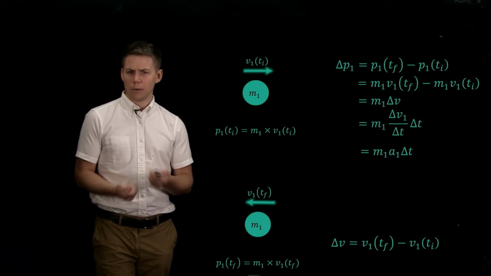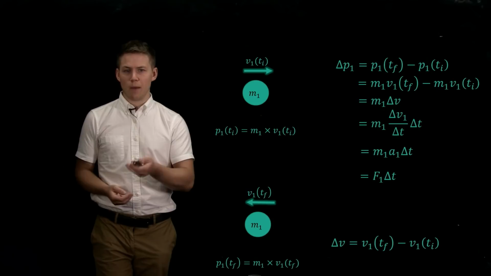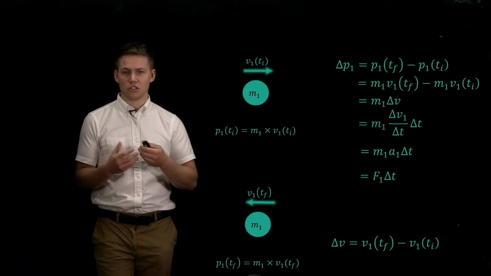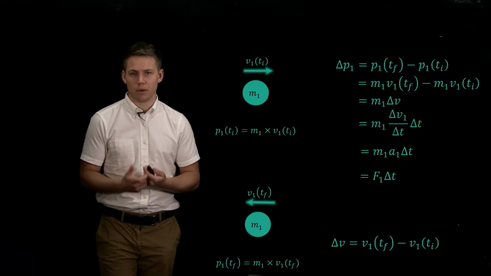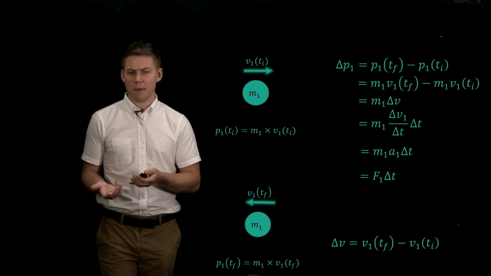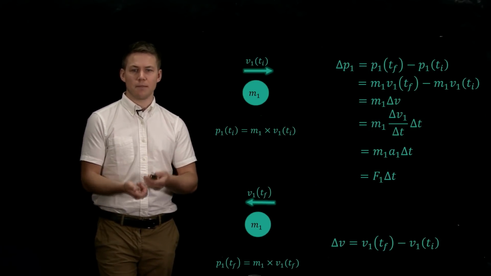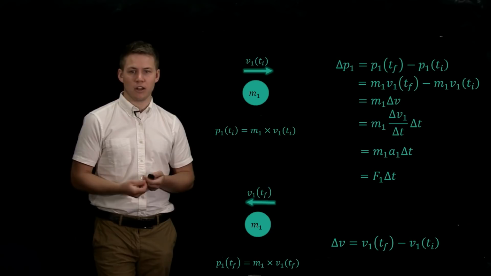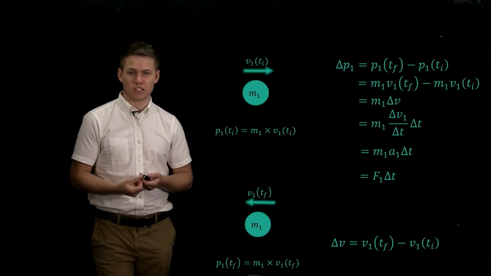Okay, why are we doing this? Well, you'll notice m1 times a1, this is just, of course, the force applied to the particle. So the change in momentum is just the force times the time period over which that force is applied.